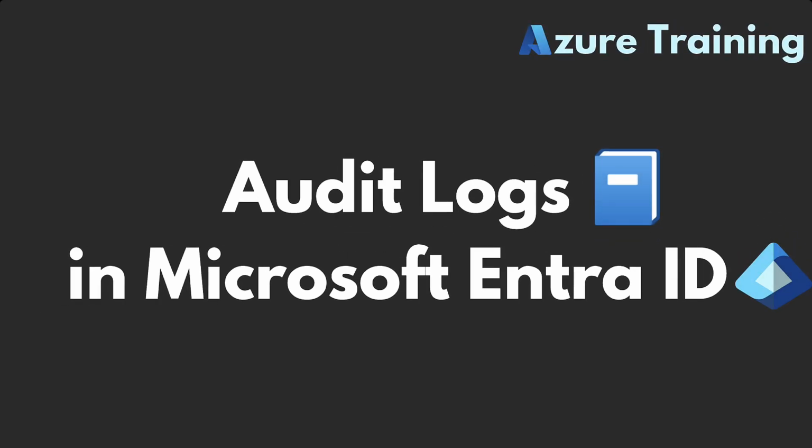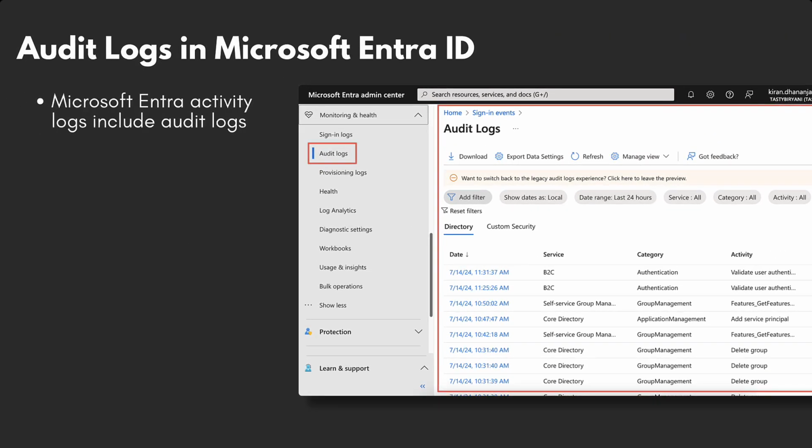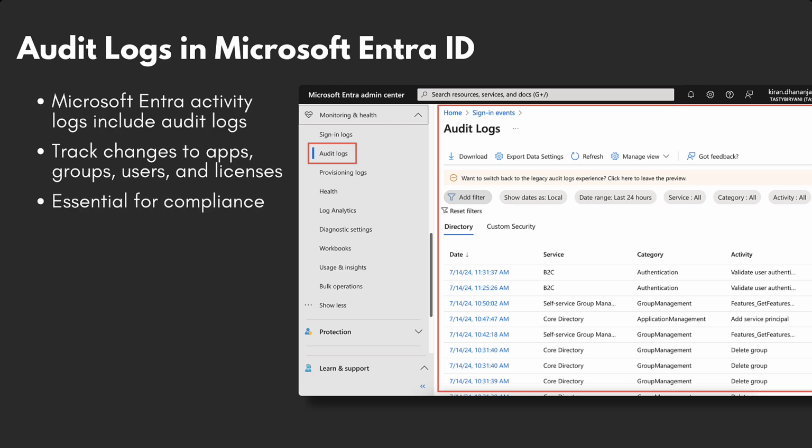In this module, let's learn what audit logs are in Microsoft Entra ID and how they are useful. Microsoft Entra activity logs include audit logs, which basically covers every logged event within Microsoft Entra ID. This includes changes to apps, groups, users, and licenses that are tracked in the Microsoft Entra audit logs. These audit logs are vital as they provide access to system activity records, which are often required for compliance.